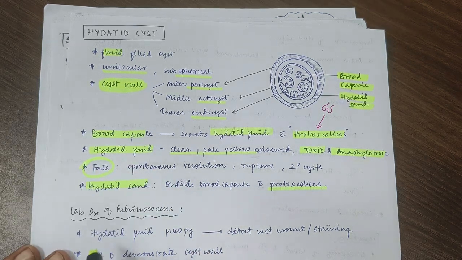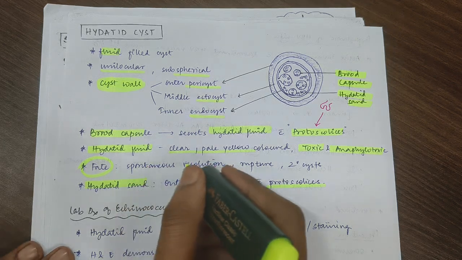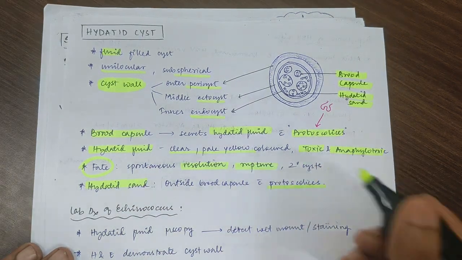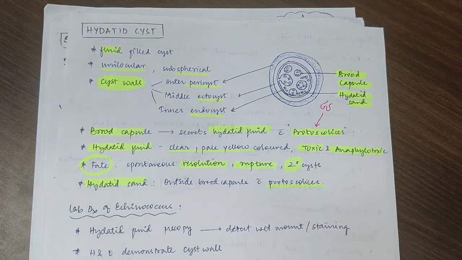What is the fate of this particular hydatid cyst? One, it undergoes resolution, or it undergoes rupture, and it can form secondary cysts. If it ruptures, it will lead to anaphylaxis.